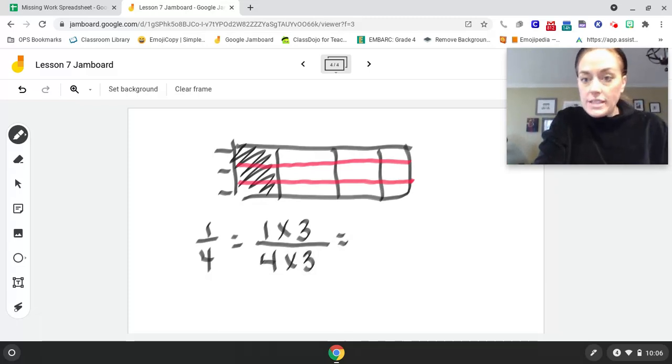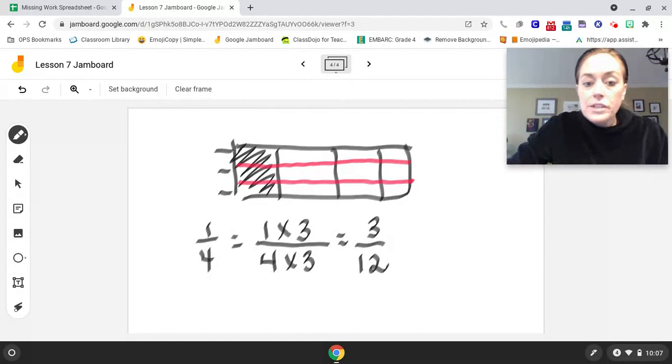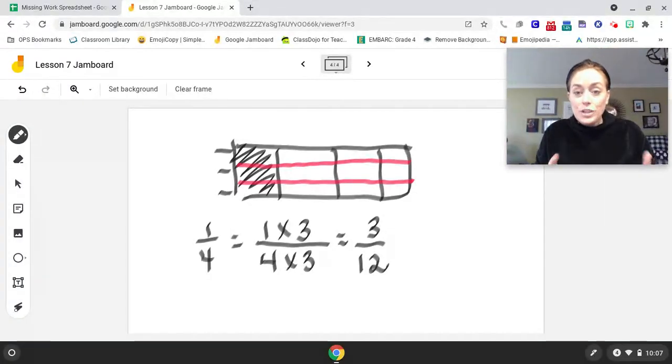Well, what is 1 times 3? 1 times 3 is 3. And what is 4 times 3? Well, 4 times 3 is 12. Okay, do I have 3 twelfths up here? Well, let's count. I have 3, 6, 9, 12 total pieces. And look, I have 3 that are shaded in. So yes, it is 3 twelfths. 1/4 and 3 twelfths are equivalent or equal.